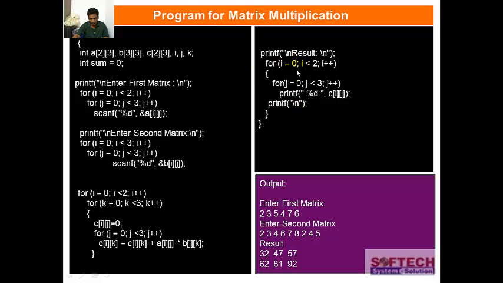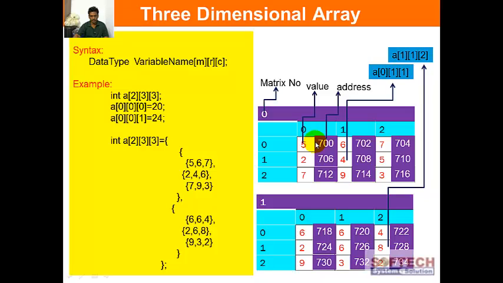Then it continues the outer loop. It again rotates 3 times and prints 3 values. Then it comes out of the loop. So the result will be row by column. Otherwise, if we do not put the print backslash n, 6 values are printed continuously. For readability, we can display row by row. So this is the output for the above matrix multiplication program.